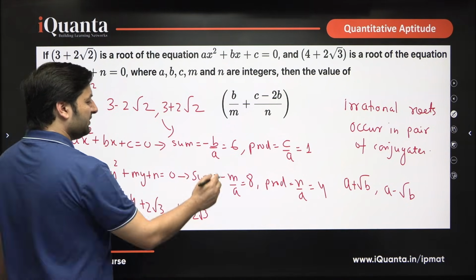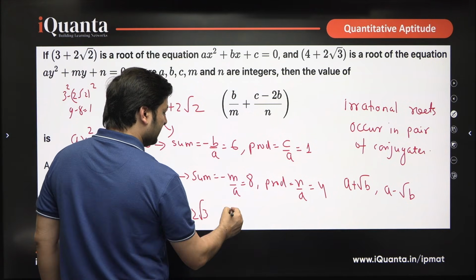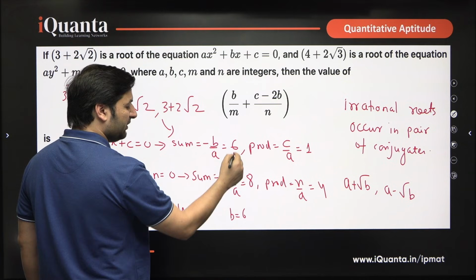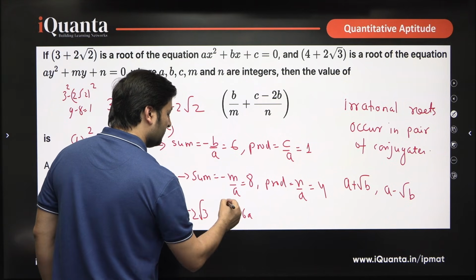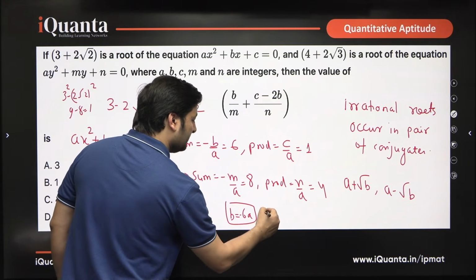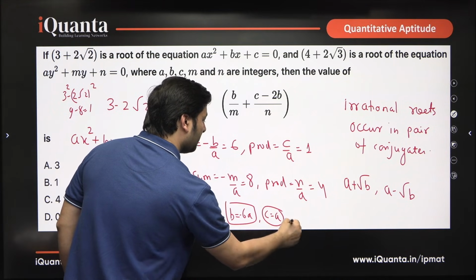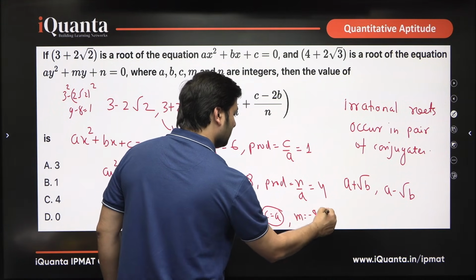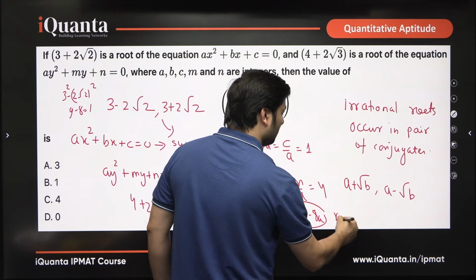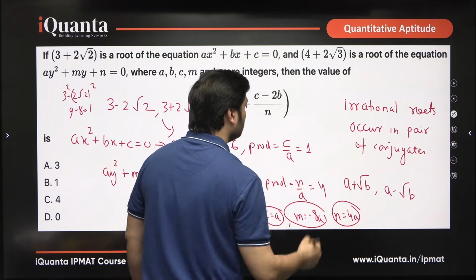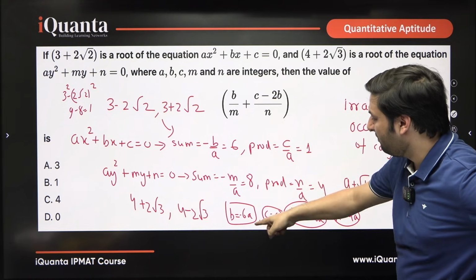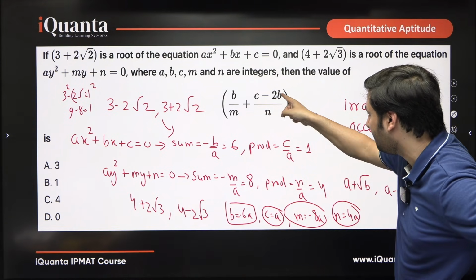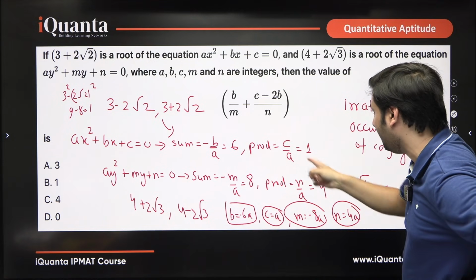What do you get from here? From here you can say that b equals to 6a, in fact b equal to minus 6a, because this is minus b upon a equal to 6, so b equal to minus 6a, okay. Then c equals to a, here m equals to minus 8a, and finally n is equal to 4a from here. Yes or no? You know the value of b in terms of a, you know the value of m in terms of a, you know the value of c in terms of a, the value of n in terms of a.